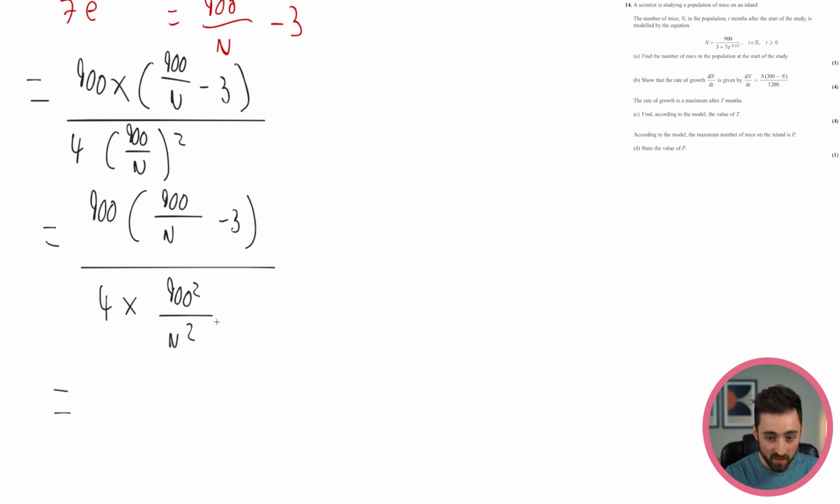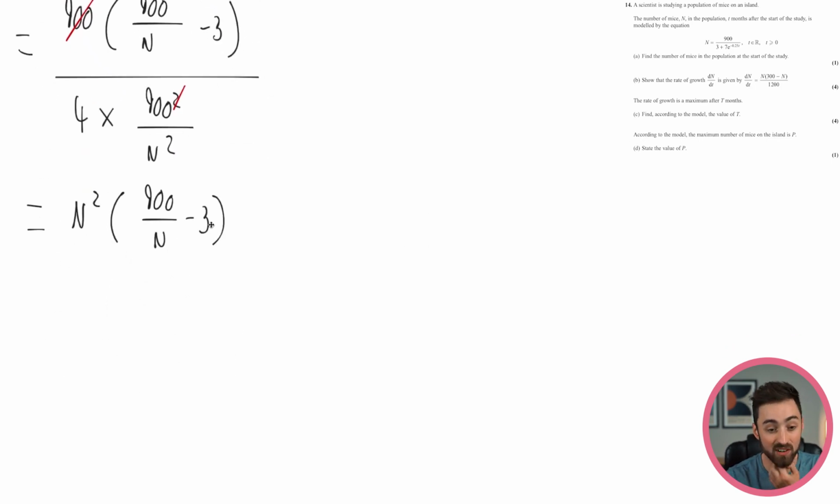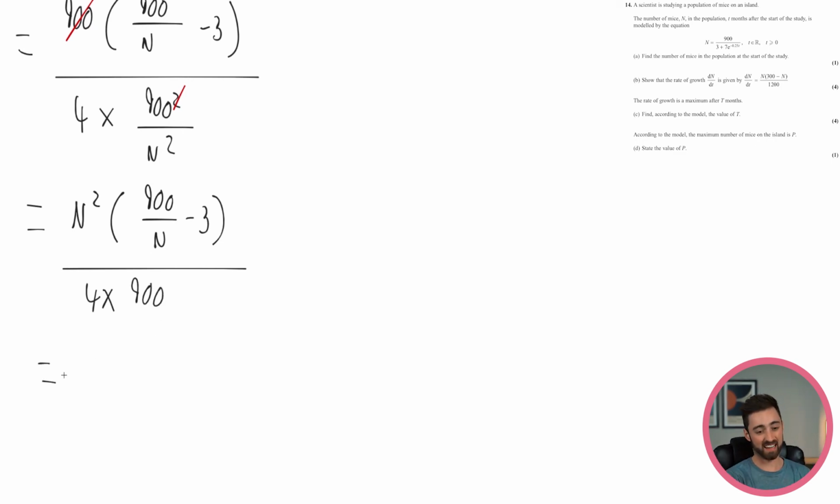Okay, this is good. First thing I can do is I've got a 900 here, which I can cancel with a squared here. And then this n squared, I've got divided by n squared. So I'm going to get this and essentially put it to the top of the fraction here. So what's going to happen is the following. One of the 900 is gone and this n squared comes up to the top. So I get n squared times by 900 over n minus 3. And then what's left on the bottom, one of the 900s is gone and the n squared is gone. So in other words, I'm going to get 4 times by 900. Whew. Okay, so we're kind of getting there, I hope.